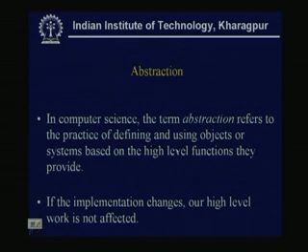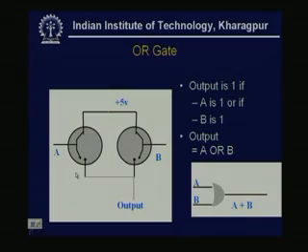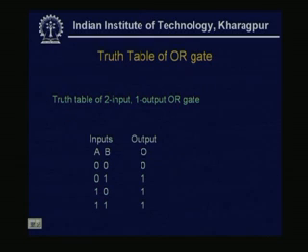Now, we see what we mean by abstraction. In computer science, the term abstraction refers to the practice of defining and using objects or systems based on the high level functions they provide. So, just now what we have seen, the AND gate, the OR gate, these are nothing but some functions. Now, a big system I can represent using a number of these AND and OR gates.